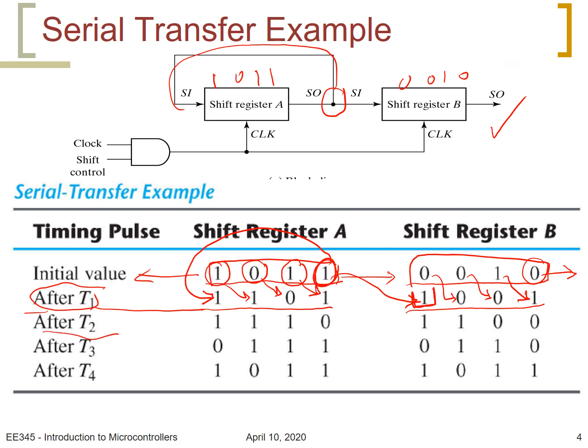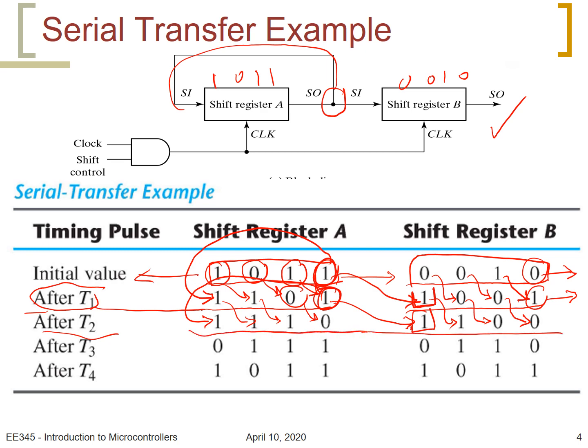So after T2, this 0 comes here, and this one comes here, and this one comes here, and this one goes to shift register B and also comes here in A. As far as B is concerned, this one will be transmitted, will disappear, and this 0 will replace the one here, and this 0 comes here, this one comes here, and in this position, we get the shifted bit from A. So this is A and B after T2. We can continue exactly in the same way.